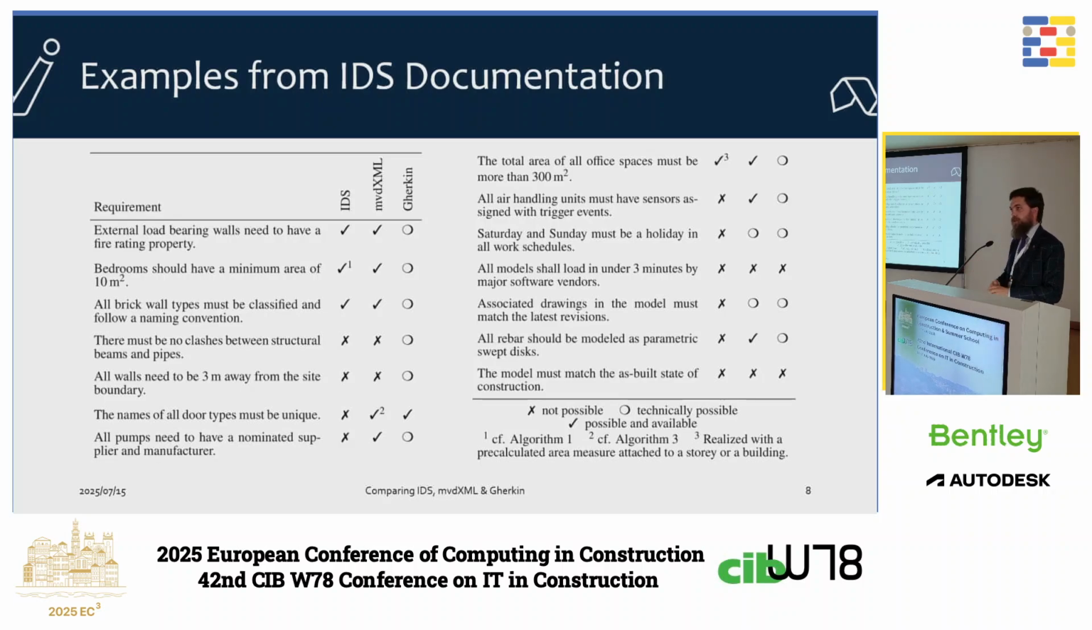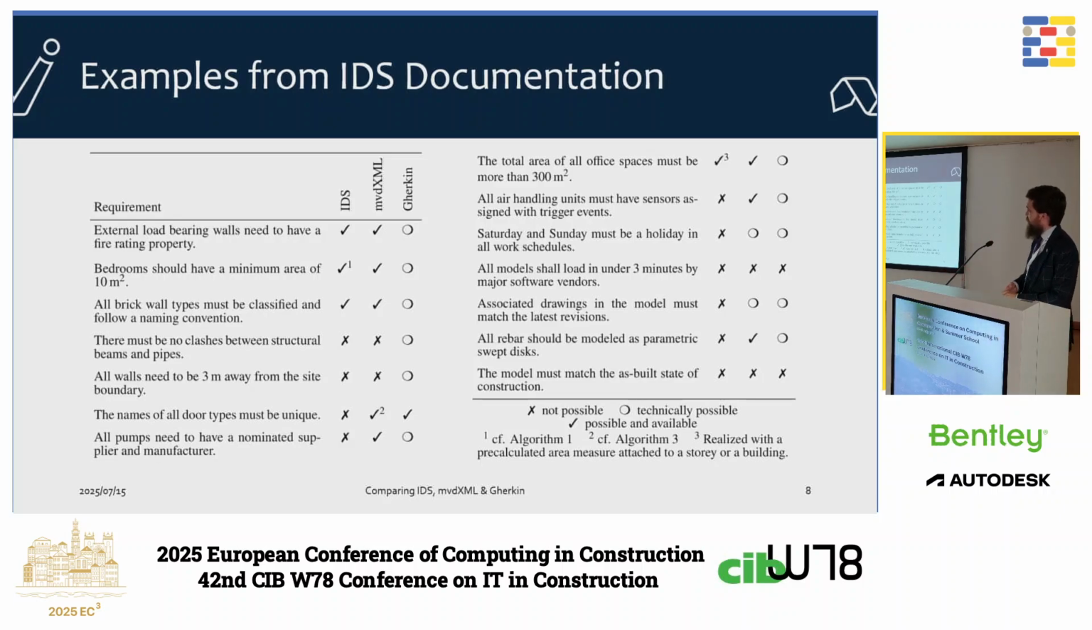So I took some examples first and foremost from the IDS documentation. The IDS documentation online already lists what it can and what it cannot do. It's a very transparent manner. Let's say, for example, an external load-bearing wall needs to have a fire rating property. Yes, that can be done with an IDS, with a property facet, but it can also be done with mvdXML, and theoretically possible also with Gherkin if you implement it. So the circles mean that it is technically possible.